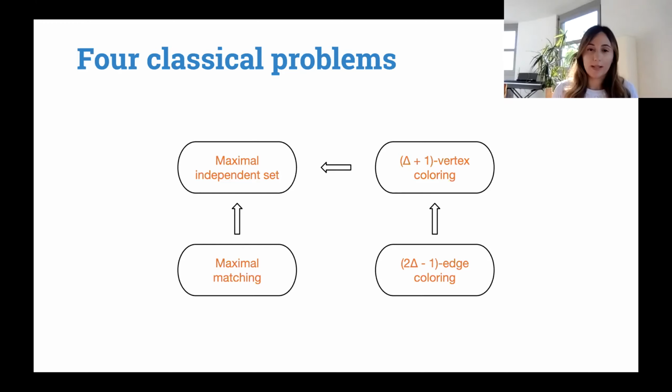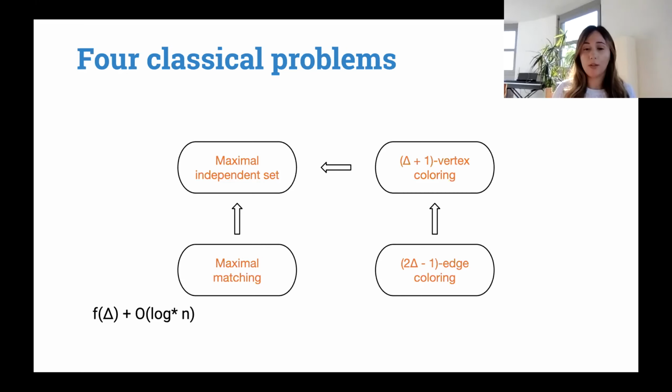Also, if we have an algorithm for the maximal independent set problem, we can use it to solve the delta+1 vertex coloring problem. This reduction is not as trivial as the first one, but still we know how to do that. All these problems can be easily solved with a greedy algorithm in the centralized setting, while in the distributed setting, they are somewhat challenging.